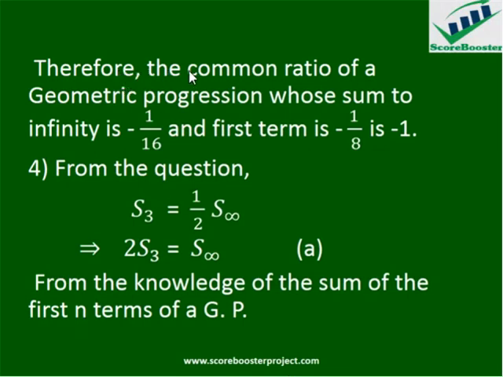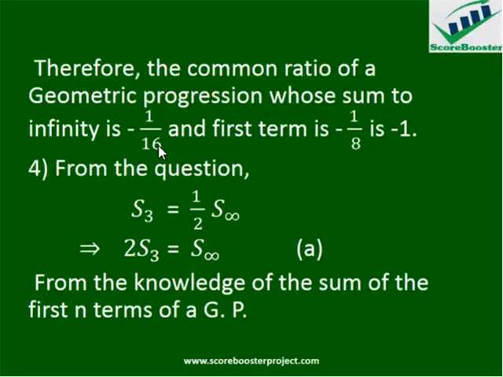Therefore, the common ratio of a geometric progression whose sum to infinity is minus 1 over 16 and first term is minus 1 over 8 is minus 1. So now if you want to check if this is correct, you can just write down the formula for sum to infinity. You substitute the value of A and R and see if we are going to get minus 1 over 16. So that solves the third question.